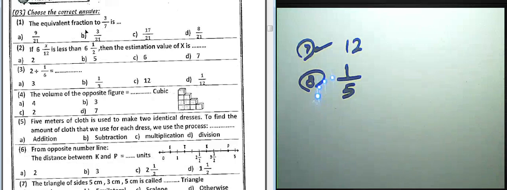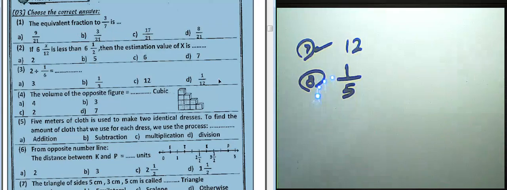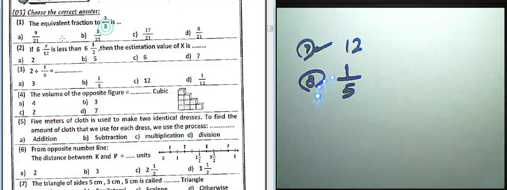The equivalent fraction to 3 over 7 is space. Equivalent by multiplying the numerator and the denominator. 3 times 3 equals 9, 3 times 7 equals 21. Choose letter A here.